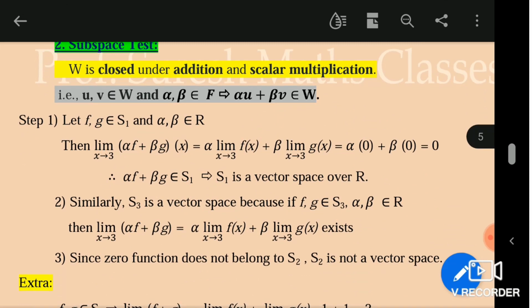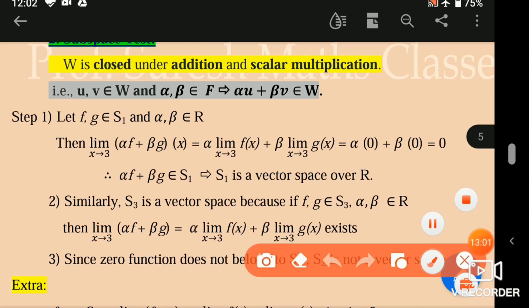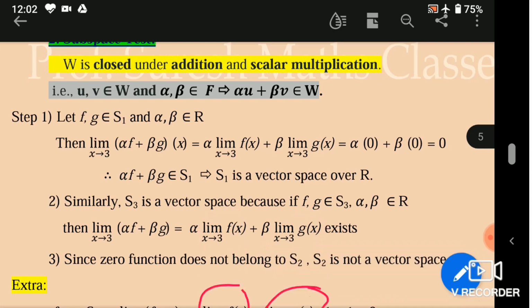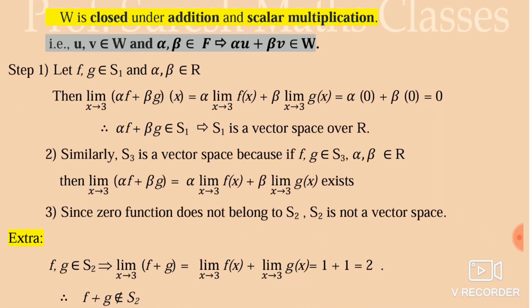What about S3? Like S1, check this. Take the limit as x tends to 3 of alpha f plus beta g. So alpha into this limit exists, and this limit exists. These alpha and beta are scalars. So the total limit exists. So that's enough. This is a subspace. Actually, to solve the question, these 3 steps are enough.